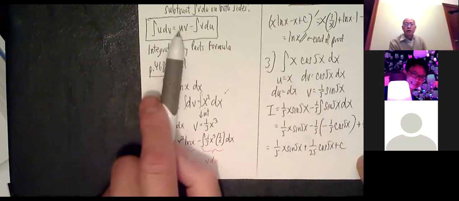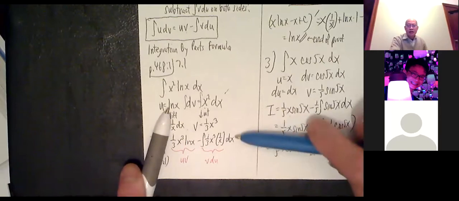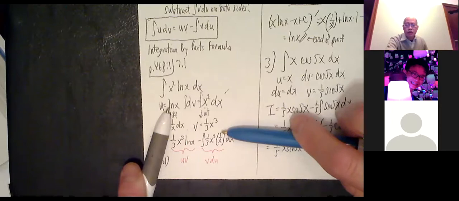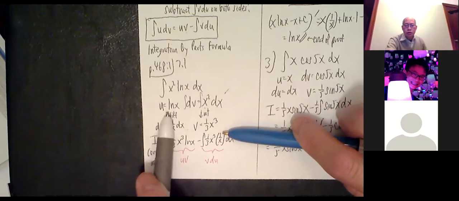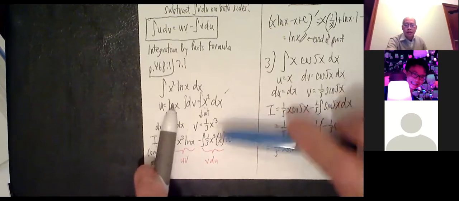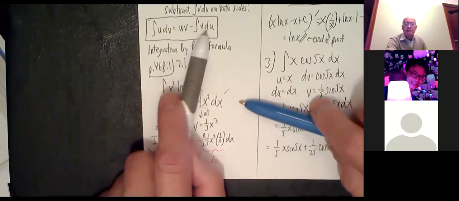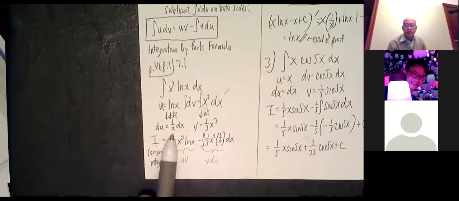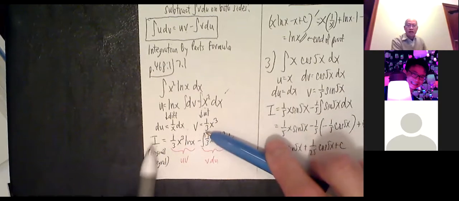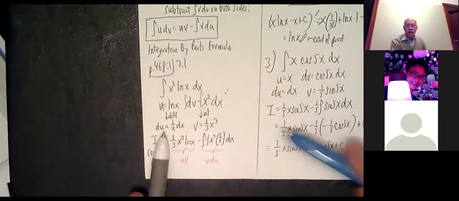So by formula, u times v. So u times v is that times that: ln x times 1/3 x cubed. There it is, 1/3 x cubed ln x. That's my uv, u times v, minus the integral by formula v du. So v is that stuff, 1/3 x cubed, and then the du is 1 over x dx. So I multiply v times du. It takes a while to get used to this. v du, 1/3 x cubed, 1 over x.